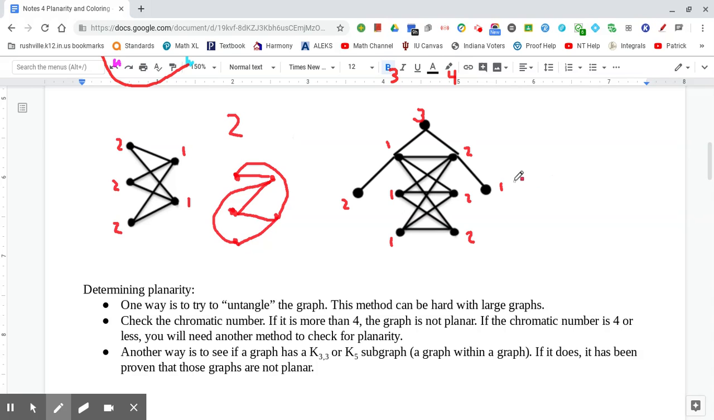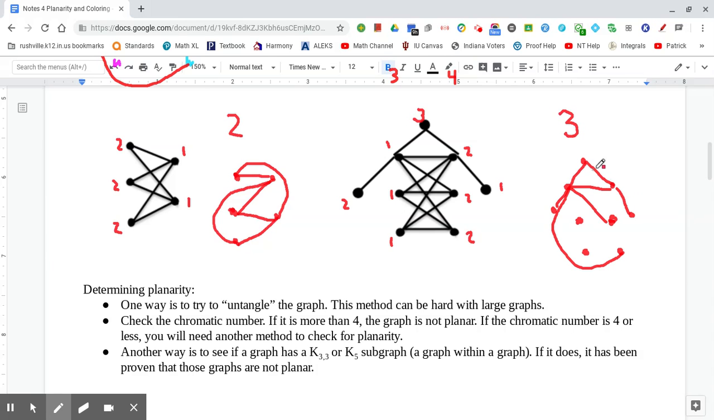All right, to speed things up a little bit on this next graph, I went ahead and colored it. So I started off with the vertex of highest degree, colored it with the first color, and I wound up finding that this graph has a chromatic number of 3. So while that's an important piece of information when it comes to planarity, having a chromatic number of 3 doesn't tell me if the graph is planar or not. So what I'm going to have to do instead is just try to untangle it.